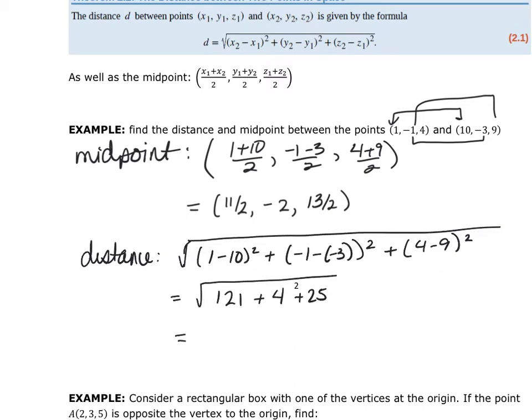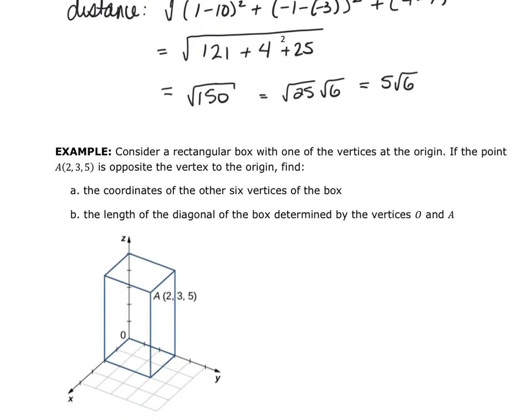And this will then be equal to 121 plus 4 plus 25, which gets me the square root of 150. Now within this 150, I know that I can divide by 25. And so this is the same thing as the square root of 25 multiplied by the square root of 6, which is 5 root 6. And so there is the distance formula in 3 space.